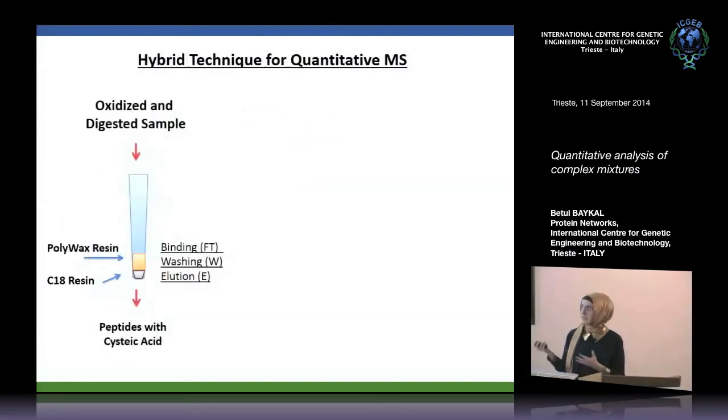So this is how it actually looks. It's an offline thing. I'm basically doing it in a pipette tip. So I'm using a reverse phase resin here just to hold everything up. And then I'm pushing the oxidized and digested sample in. And I'm adding a couple of steps to make sure that they're binding and there is no unspecific binding. And then I'm eluting the peptides with cysteic acid.